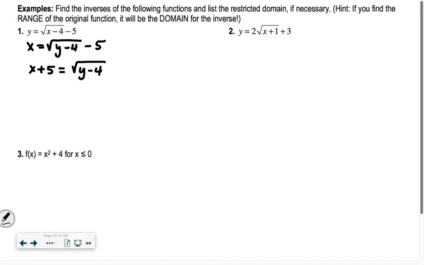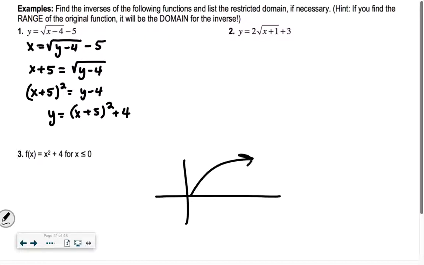What's my next step? So I end up getting y equals (x plus 5) squared added to 4, which is a parabola. But our original function was a square root function. And square root functions, if you remember their parent function, it's like that, square root of x. Okay, but then when we found its inverse, we all of a sudden have this parabola. So something's wrong. Okay, we only need half of that parabola.